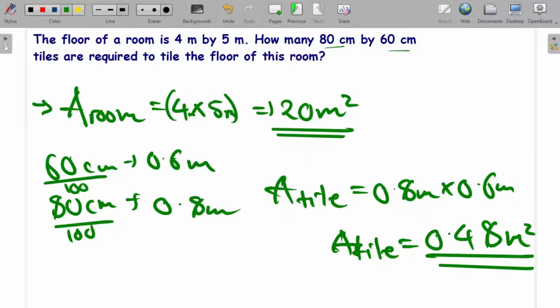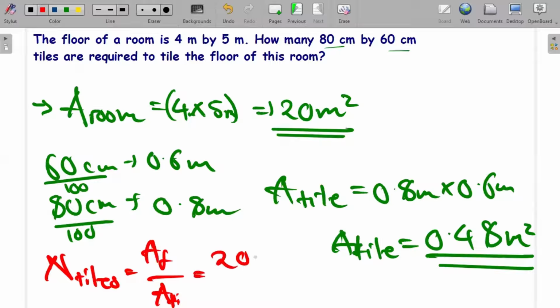So we're going to say the number of tiles will be equal to the area of the floor over the area of each tile, which is equal to 20 square meters divided by 0.48 square meters. The square meter and the square meter cancel out. We have 20 divided by 0.48. This is going to give you 41.66 tiles.